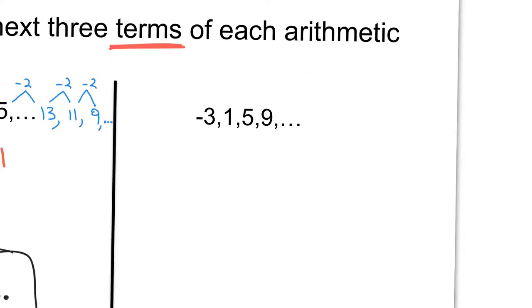Now on this one here, again, we have to find the next 3 terms. Let's count how many terms we have now. 1 term, 2, 3, 4 terms. So again, we're looking for the 5th, the 6th, and the 7th term. Notice that we start with the negative number, negative 3, and then we go to positive 1, positive 5, positive 9. Remember that you can find the common difference by taking the 2nd term and subtracting the 1st term. Or you can take any term and subtract the previous term.